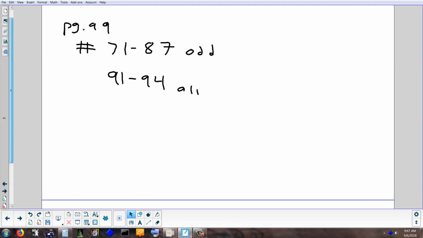All right, so last homework assignment for this week, same as the page as last night, page 99. 71 to 87, just the odds, and 91 to 94, all.